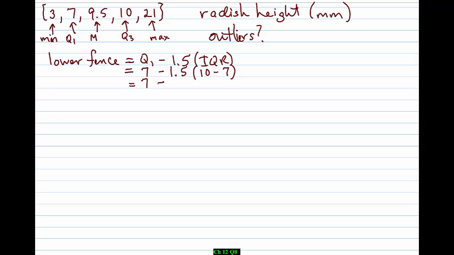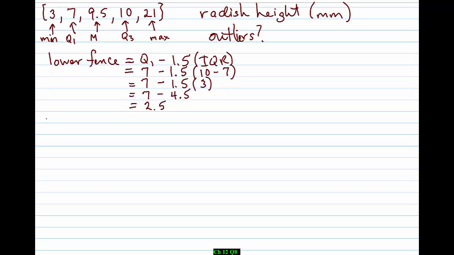So then copying this down, we have 7 minus 1.5, and we'll simplify what's in the parentheses. 10 minus 7 is 3. 7 minus 1.5 times 3 is going to be 4.5. And 7 minus 4.5 should give us 2.5.